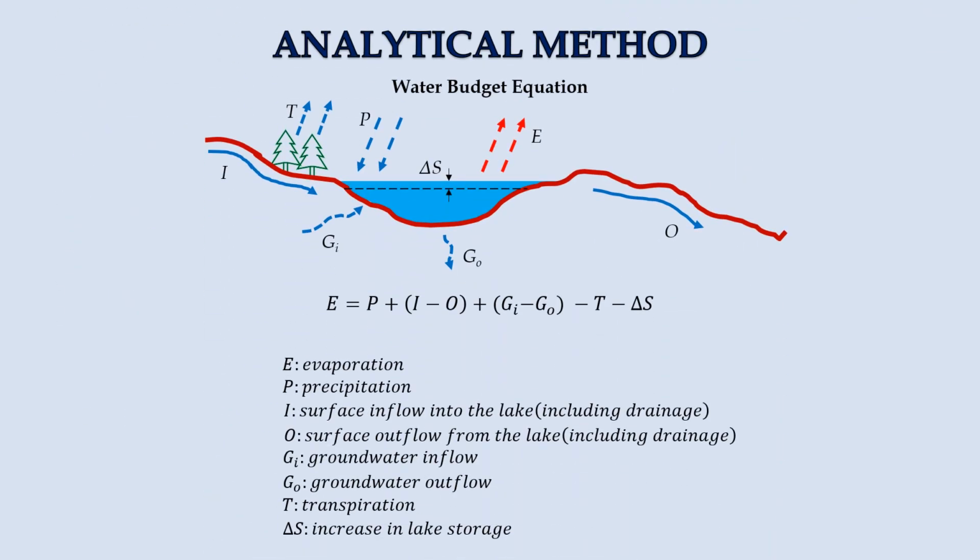Apart from empirical equations, we may use analytical method to estimate the evaporation rate. Water budget equation and energy budget equation are some examples of analytical method. Water budget equation is deemed the simplest method, but its result can be unreliable. You may learn more about it from our previous video.